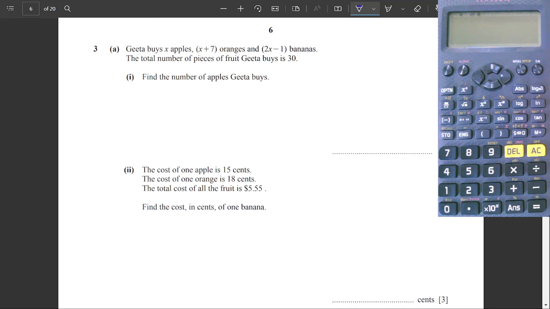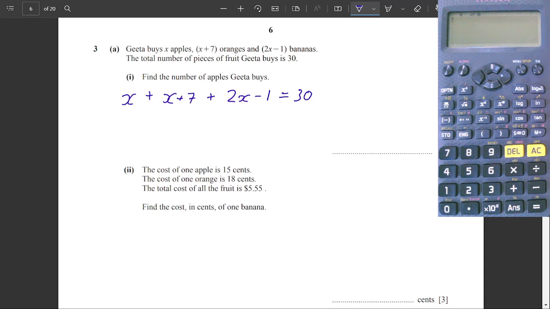Question 3a. Gita buys x apples. Then she buys some oranges, which is 7 more than the apples she bought. Then she buys some bananas, which is twice as much as the apples, minus 1. When she added up all these fruit, she got 30 pieces of fruit. How many apples did she buy?